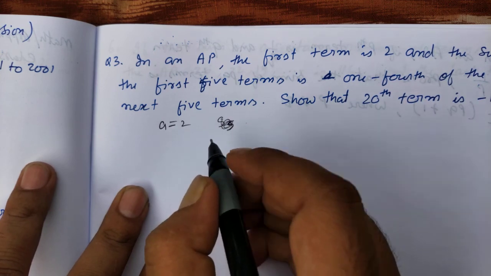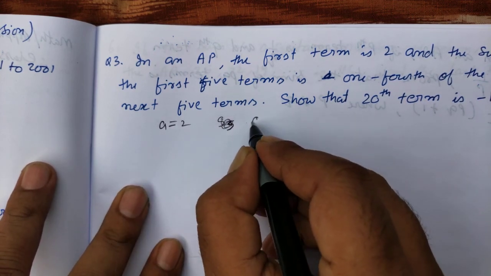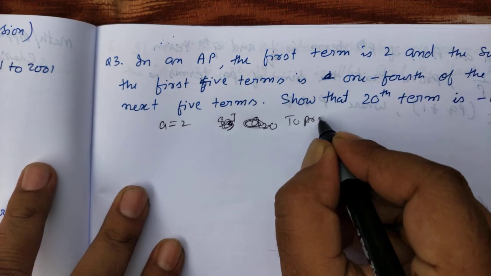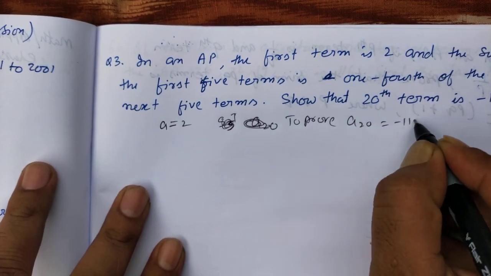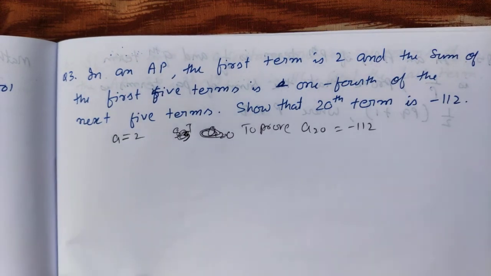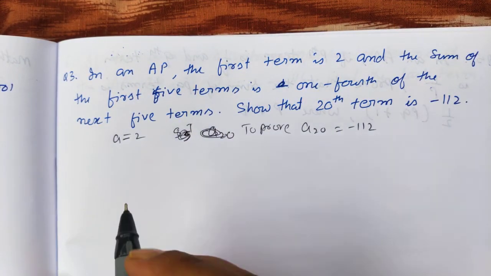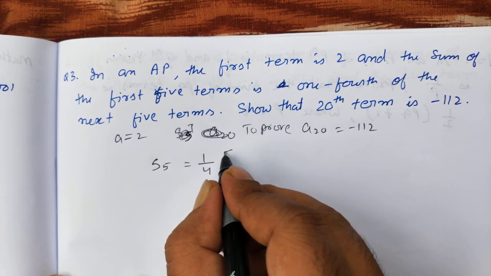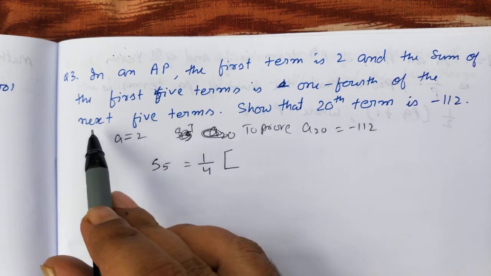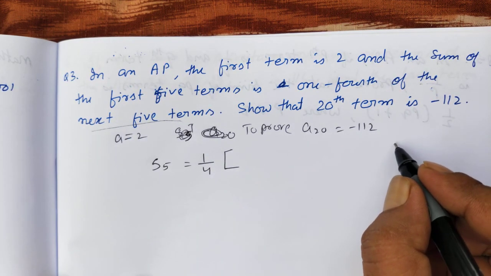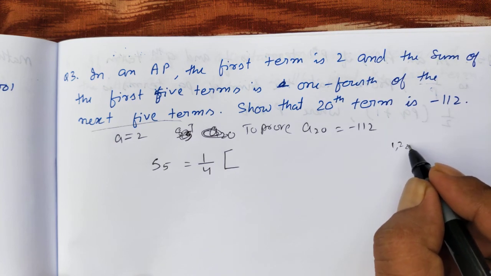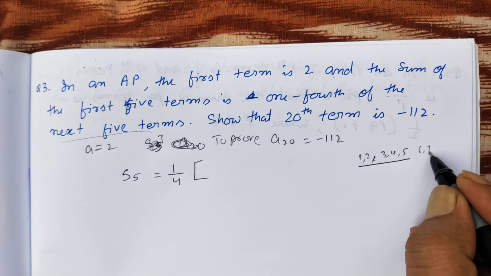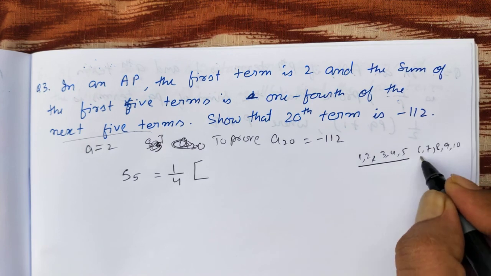As per the question, we're going to prove that A20 equals minus 112. We have to get this answer. They're saying that the sum of the first 5 terms, S5, is 1/4 of the sum of the next 5 terms. Suppose there are natural numbers 1, 2, 3, 4, 5. The sum of the first 5 is 1/4 of the next 5.